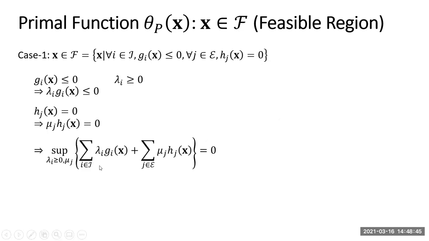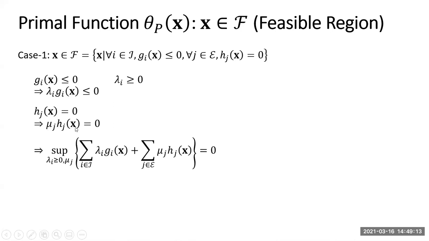We're maximizing this. We will have to maximize with respect to the lambdas, right? But you see the summation? Each term here is less than or equal to 0, correct? So how will we make it maximum? Zero. All lambdas will be set to 0, right? Only then we achieve the maximum, which will be equal to 0.